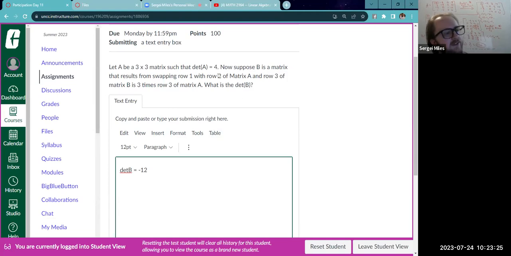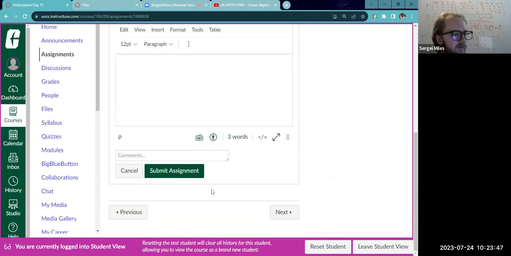Why? The sign flipped, and B has a row which is 3 times bigger, so its determinant is 3 times bigger, right? Just like if you factor out a 2, like in our example before, it made the determinant smaller, right? So if you have something which is bigger or smaller, its determinant is going to be bigger or smaller, right? Okay, determinant of B is negative 12. Hit submit.